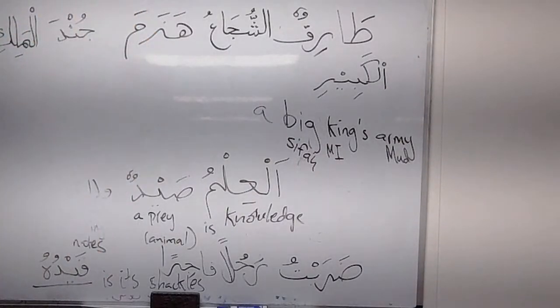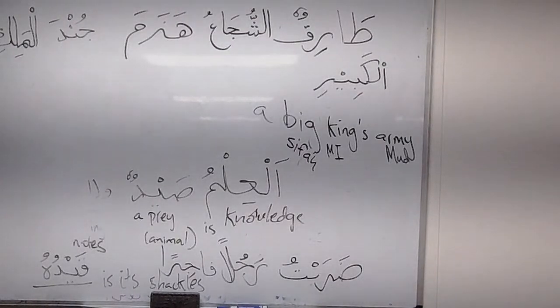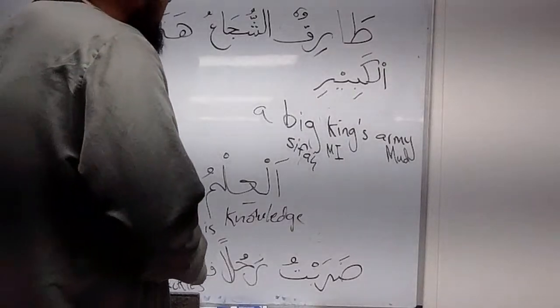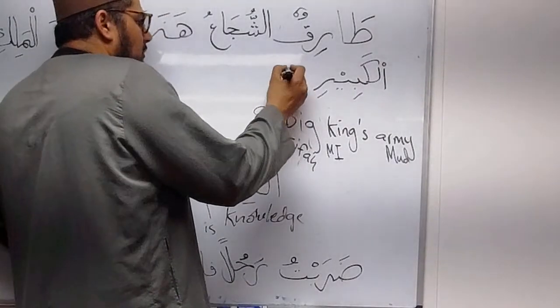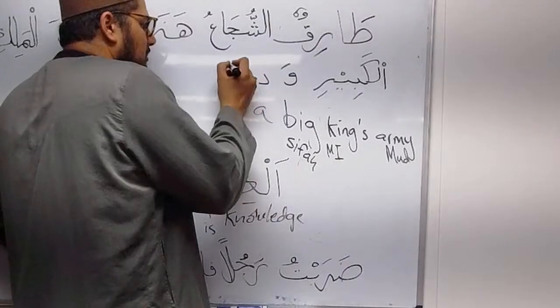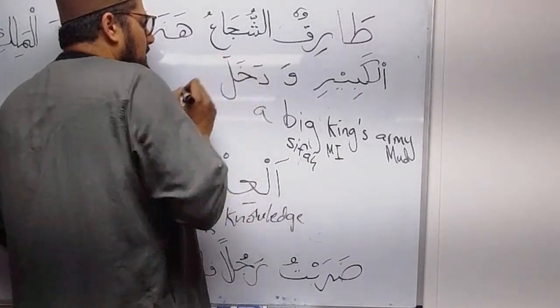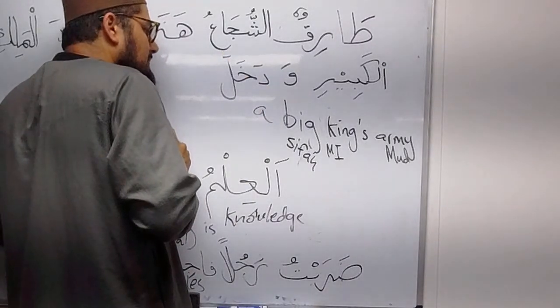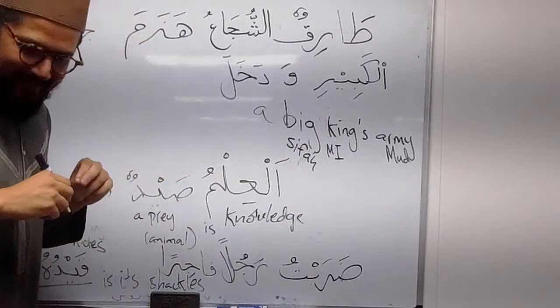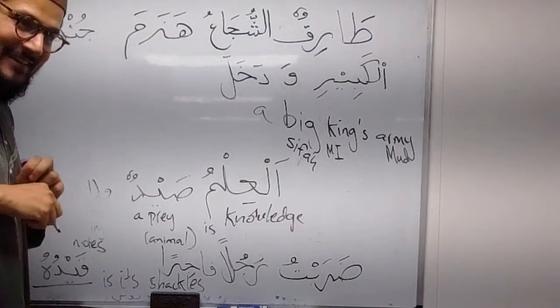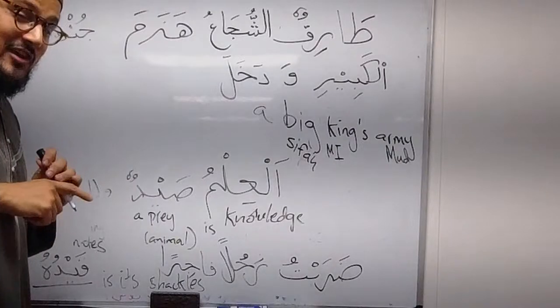Wa dhahaba. Sorry? The next part. Okay, and he entered his capital. Dhahaba means he went. Enter would be dakhala. Wa dakhala. Very good. What did he enter? The capital of that king. But it says in English what? His capital. You guys remember how to say his?